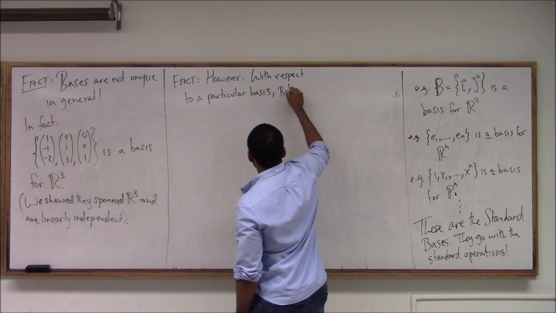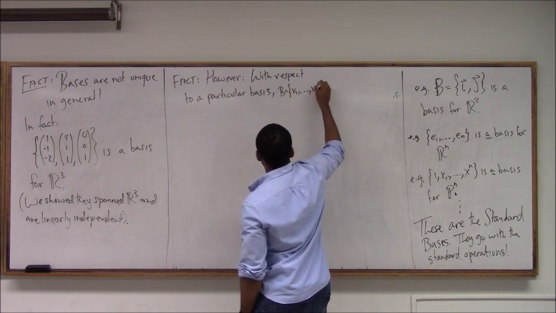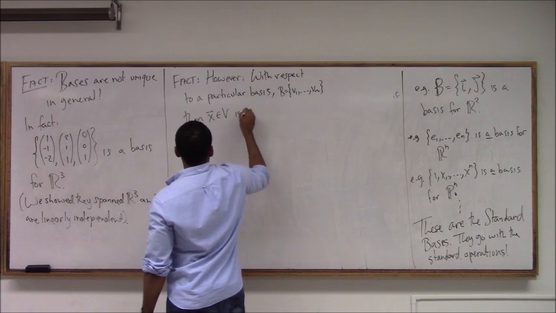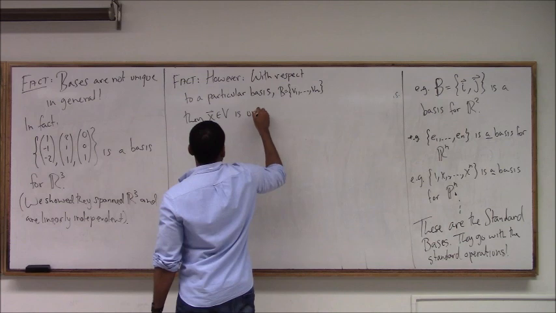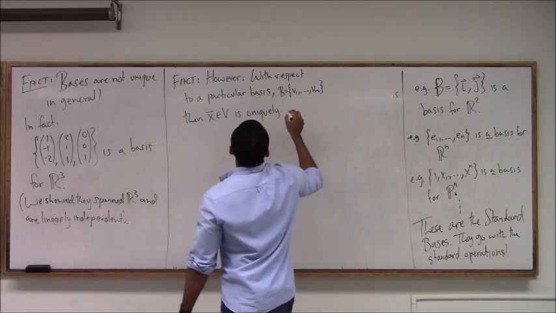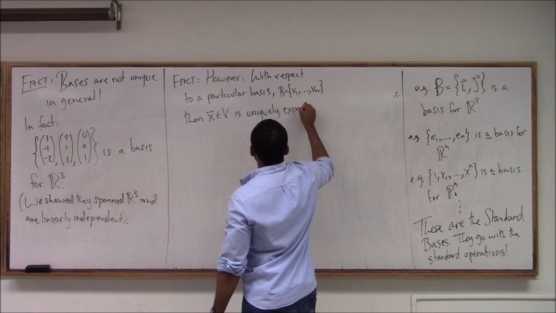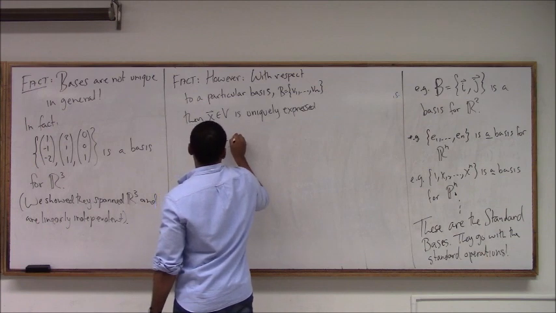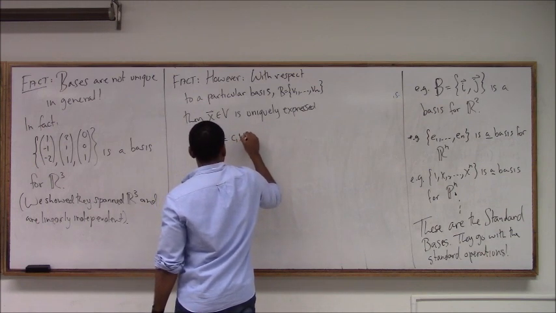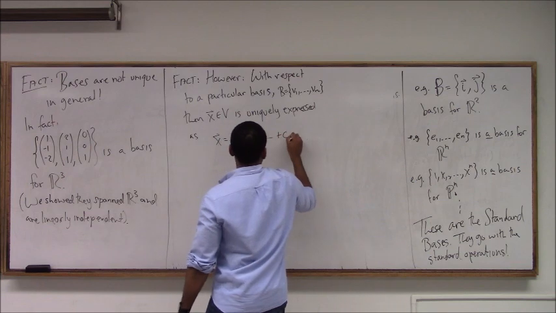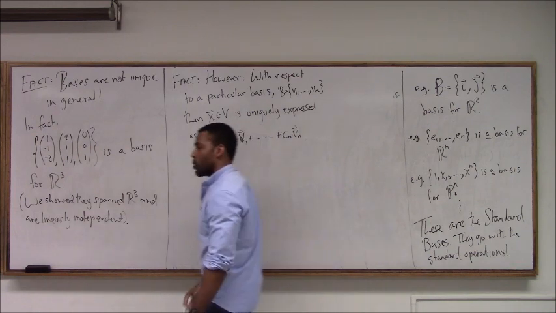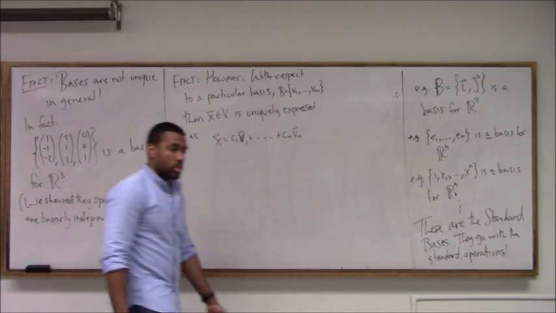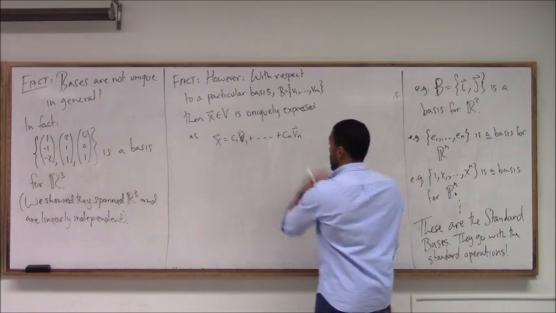Let's say the basis here is v1 to vn. Then x in V is uniquely expressed as, let's say, c1 v1 plus and so on up to cn vn. There's literally only one way to write x as a linear combination of these vectors. There's no other way, right? These coefficients have to be the same.